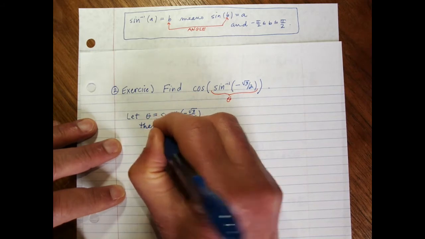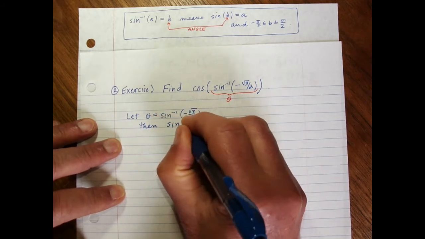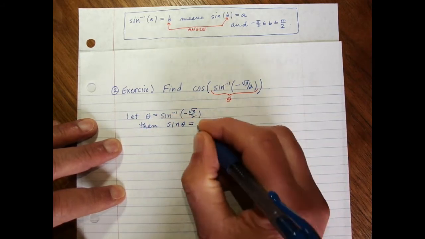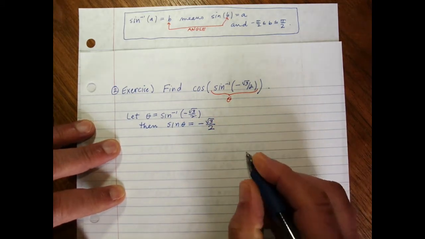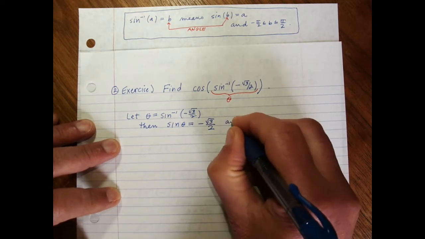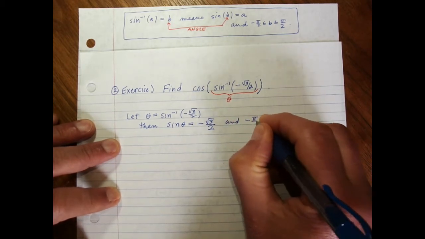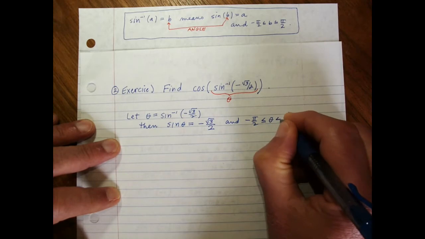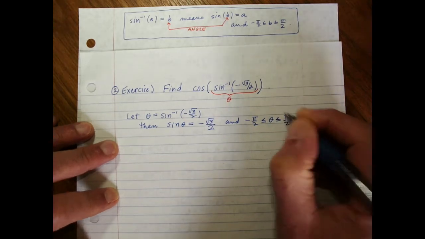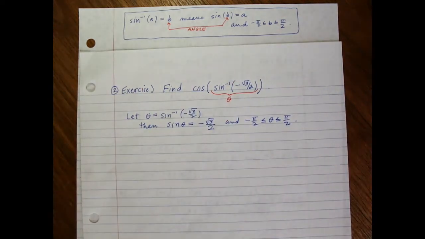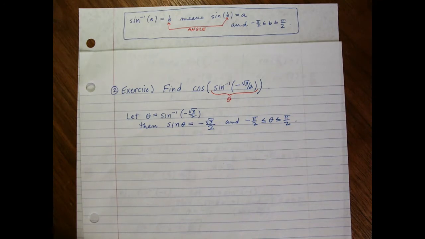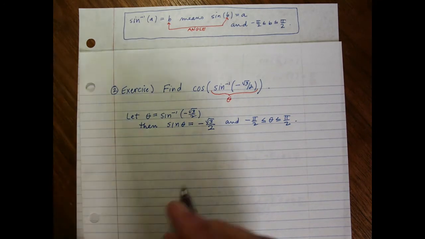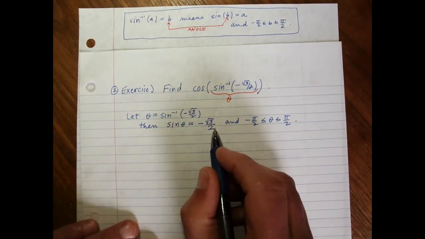Then, what can we say? Sine theta is equal to negative square root of 3 over 2. And negative pi over 2 is less than or equal to theta is less than or equal to pi over 2. Let's see if we can find theta. And theta won't be our answer, but theta will help us get through to the end here. Now I got to be careful with this one too.